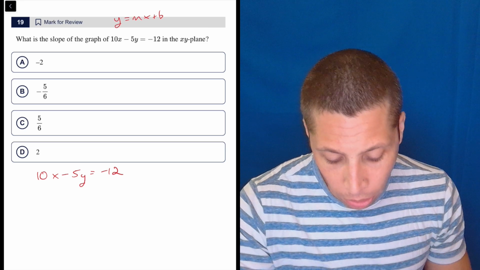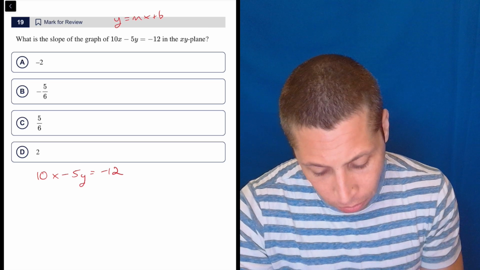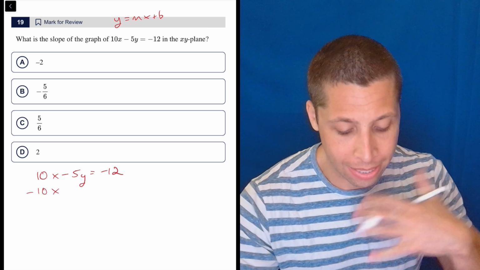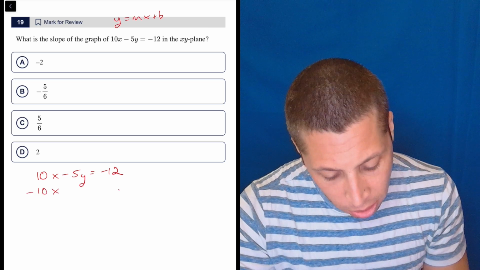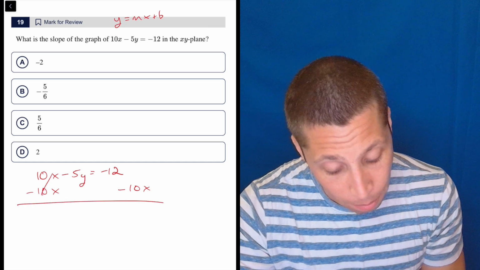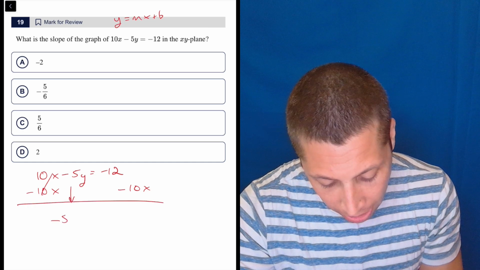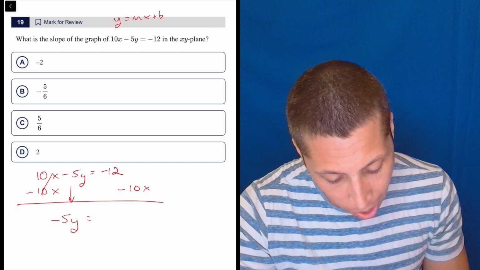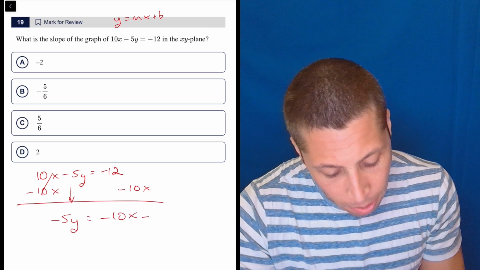Then getting y alone means I've got to deal with any sort of addition and subtraction first. So let's get rid of this 10x. That's kind of attached to the y through addition and subtraction. So I'm going to subtract that over. It does not combine with the -12, so it crosses out here. Make sure you, again, bring it down. -5y, not +5y, is equal to -10x minus 12.